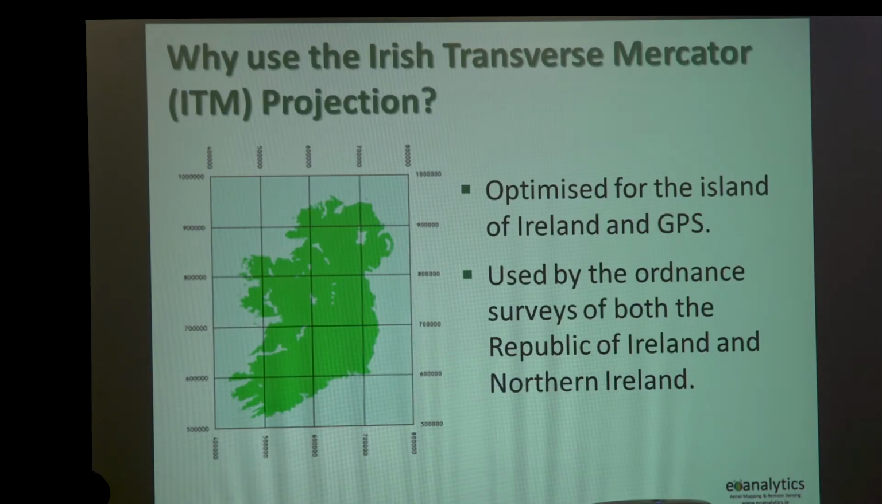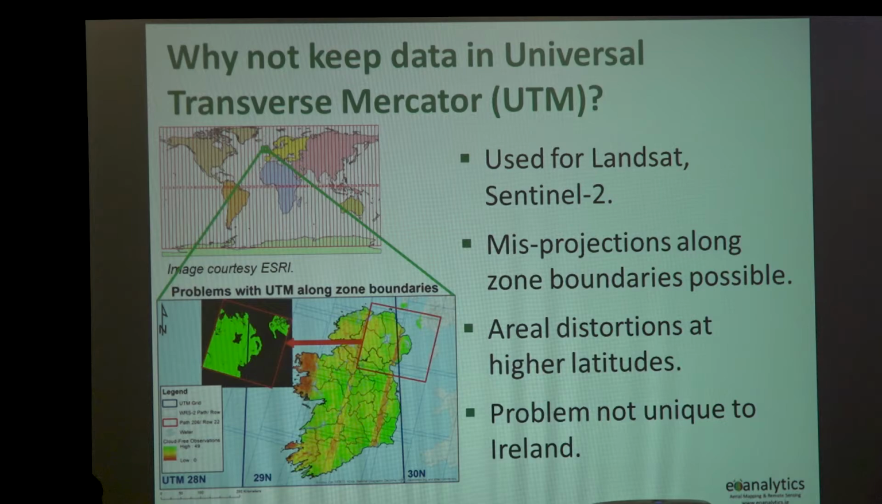So why use the Irish Transverse Mercator projection? First of all, it's optimized for the island of Ireland and GPS. It's used by the Ordnance Surveys of both the Republic of Ireland and Northern Ireland. So basically, if your application is specific to the island, you should be using Irish Transverse Mercator. And definitely not Irish National Grid. That needs to go away. There are issues with that, and people need to stop using it. I know people love it, but it's time for it to die.